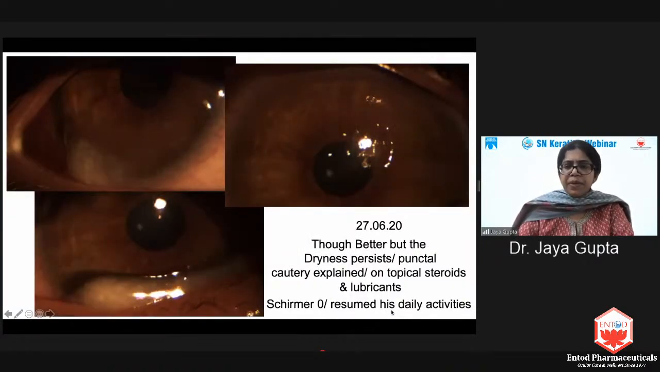On 27th June, this is his picture. Though better, the dryness persists. Punctal cautery has been explained to him. He is on topical steroids and lubricants. The Schirmer's is still 0. He has resumed his daily activities.